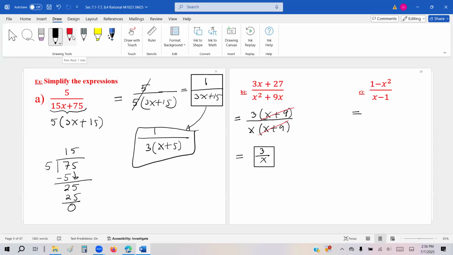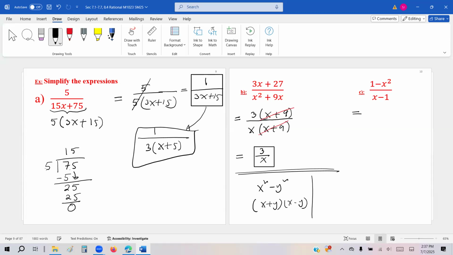Who would like to help me with C, the next one? Martin? X. If you have x squared minus y squared, what's the product? What's the factors? Ignore that, okay? I'm asking you a different question. Let's say you have x squared minus y squared. So what are the two factors we have? X plus y, x minus y.